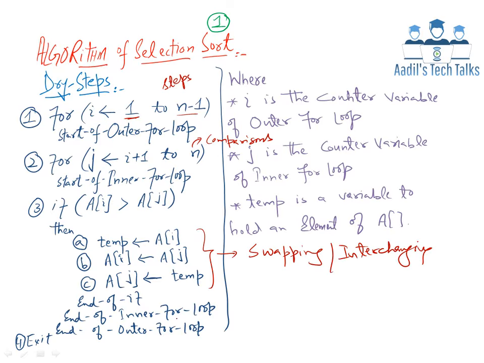After this is the end of the inner for loop and this is the end of the outer for loop, and when all the loops terminate, this is the exit of the algorithm. Here i is the counter variable of the outer for loop, used to control the steps. j is the counter variable of the inner for loop, so it controls the comparisons. Temp is a temporary variable used to hold an element temporarily. It will hold it for some time, after which the value will change. So please write this algorithm along with me.